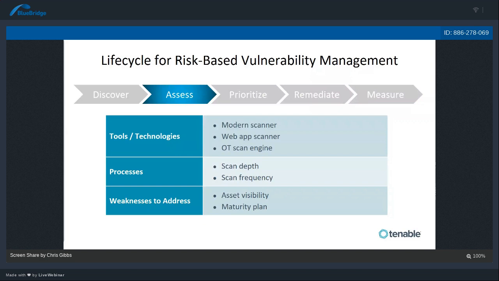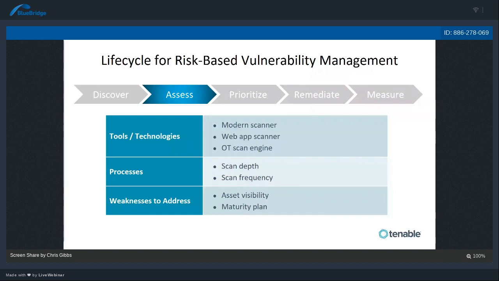Simply upgrading your tools, however, is not enough. Having these modern technologies, these modern tools is great, but if you don't do scanning in the right way, you're not going to have the right information available to you. So this is where the processes come into play. Are we scanning deep enough within the business? And when I say deep enough, what I mean there is, are we using credentials where possible?